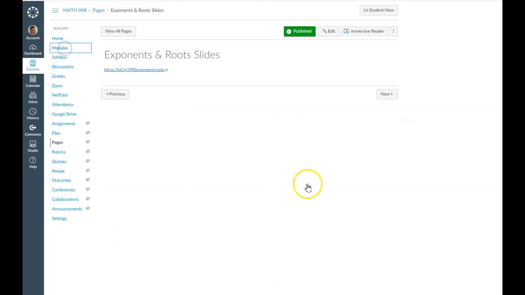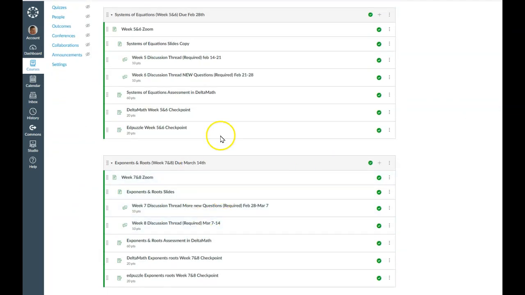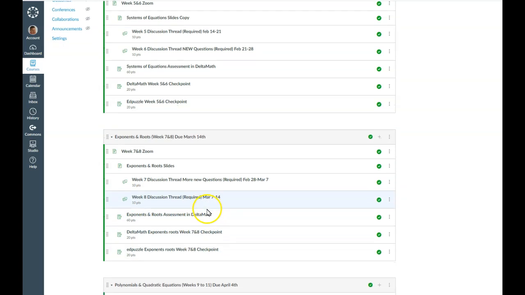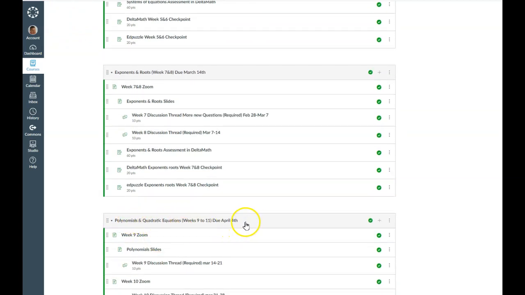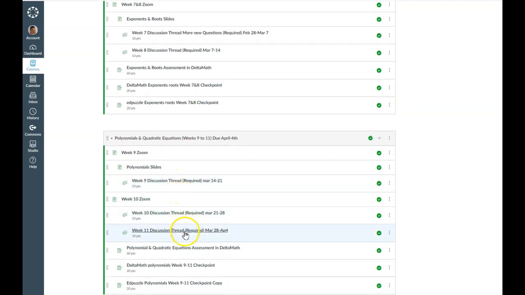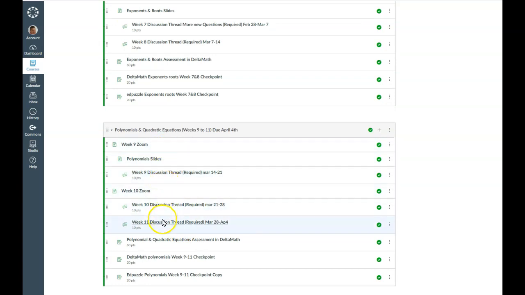But do also remember, guys, and this is one of those things that I'm noticing as I go through the grades, some of you are falling off on the weekly discussion. Where is the weekly discussion? Right here under modules, it says week 7, and it tells you what dates you should be filling that in. Week 8, it tells you which dates you should be filling that in. Now, when we start talking about polynomials and quadratics, this is weeks 9, 10, and 11 because we got that extra week of spring break in here. So week 9 discussion, week 10 discussion, week 11 discussion. Make sure you're putting your discussion threads in here, okay?